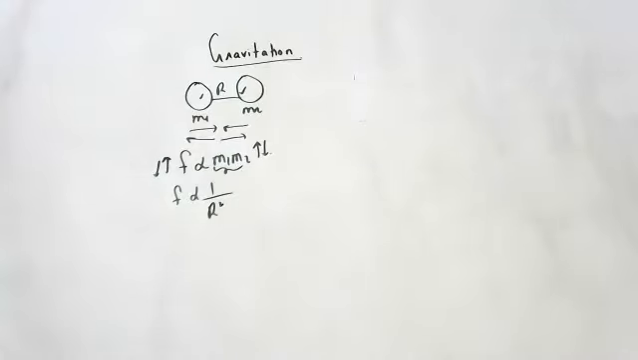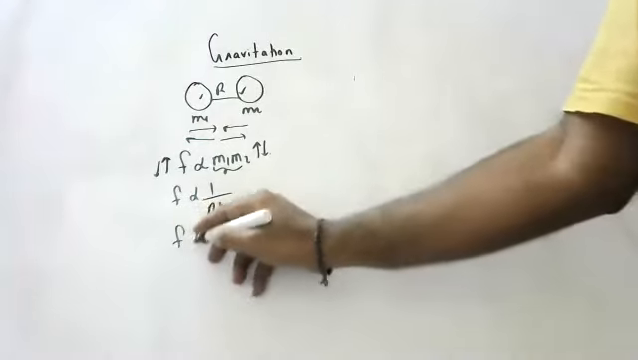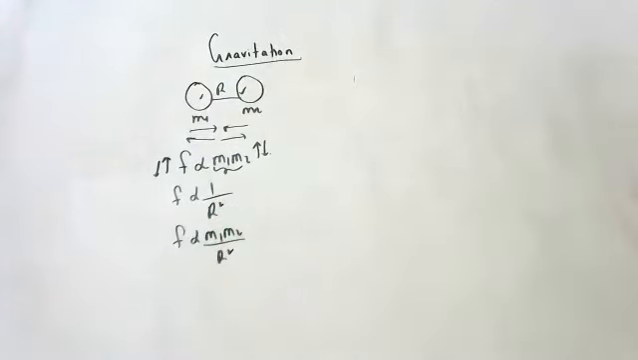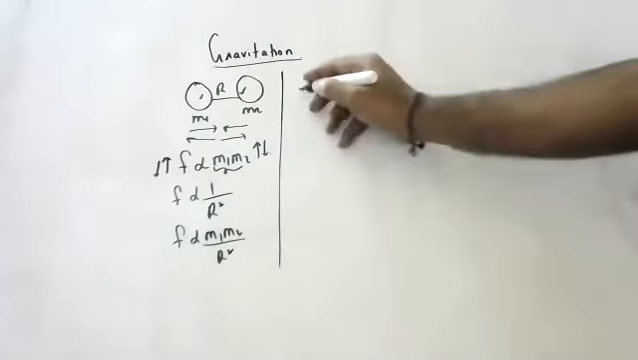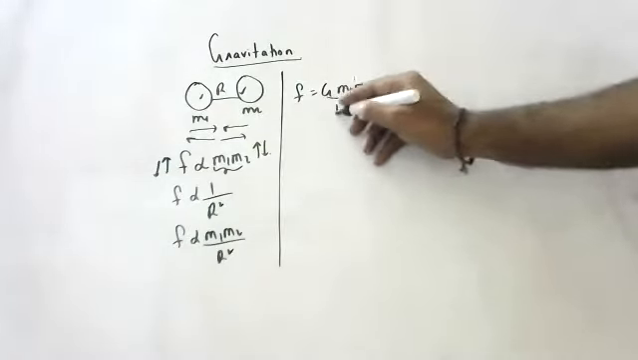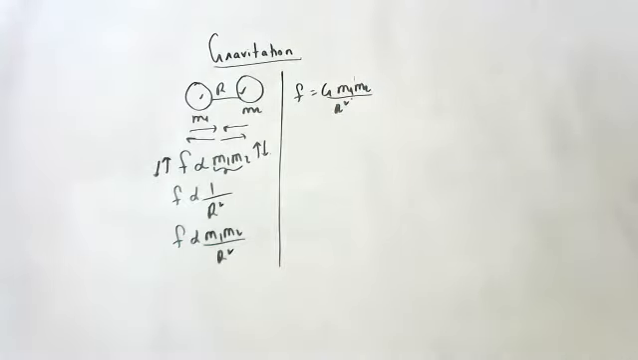Normally, we will remove the proportionality constant. When you remove the proportionality sign, what happens, children? Anyone? F is directly proportional to m1 m2 by r square, so we have to keep a constant: F equals G m1 m2 by r square.